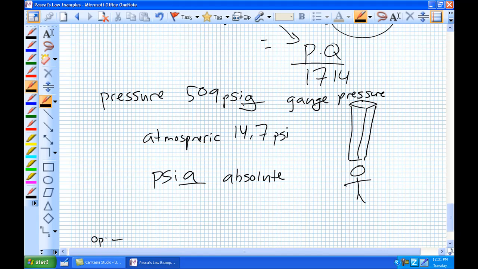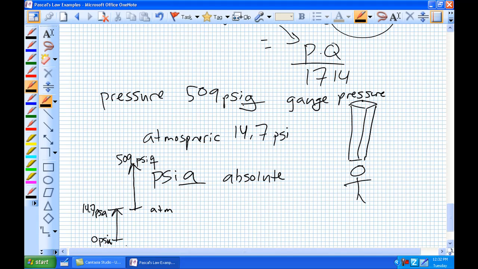So if here is 0 psi A, basically meaning an absolute vacuum, and here is 14.7 psi A absolute, that's atmospheric pressure. Gauge pressure is anything above that. So if I said 509 psi G, or just psi, I'm implying that it is 14.7 psi above absolute.